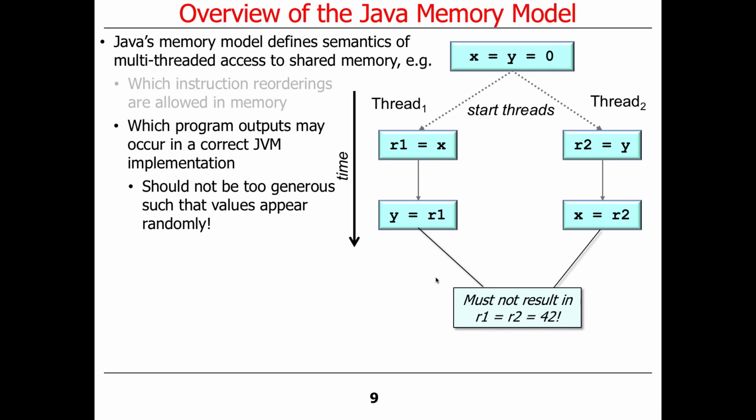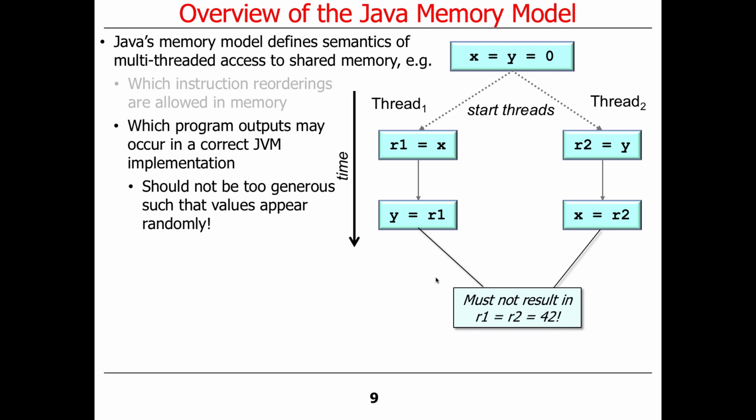We want to be able to allow flexibility, but we don't want to have the system just randomly create values out of thin air. That's also considered bad. So here's an example where we have x equal y equals 0, and then in thread 1, r1 is set equal to x, and y is set equal to r1. So you would think that y would be set equal to x here. But over in thread 2, we have r2 set equal to y and x equal to r2. And so once again, the question is, when this is done, what are the values of r1 and r2?